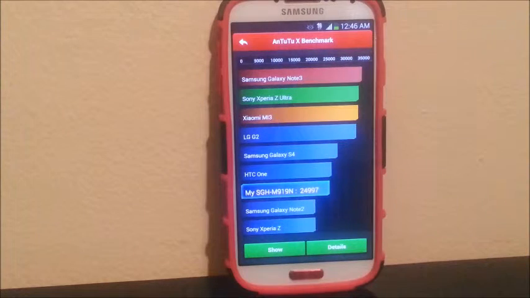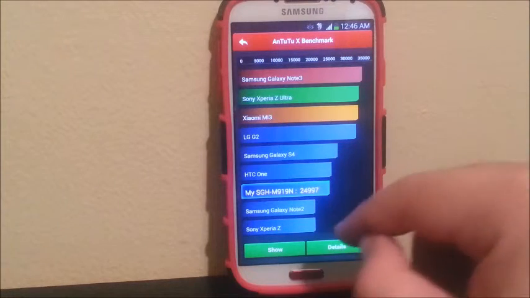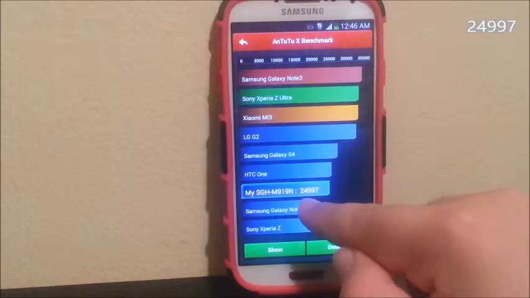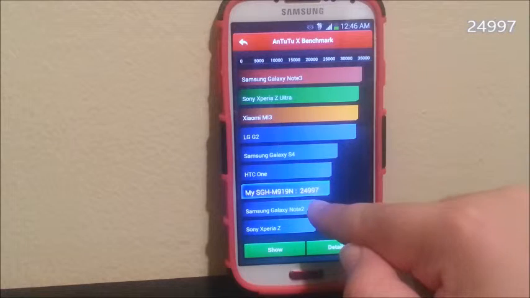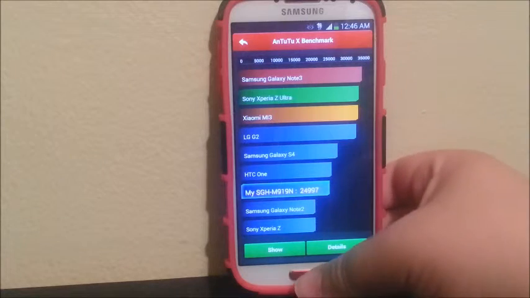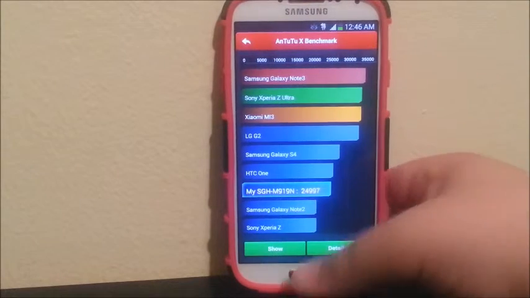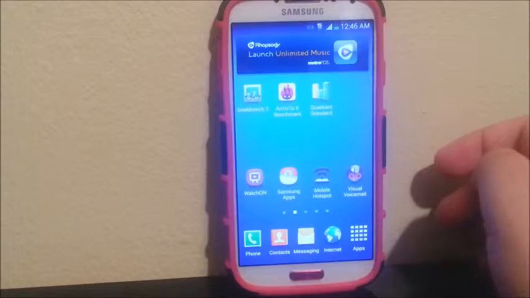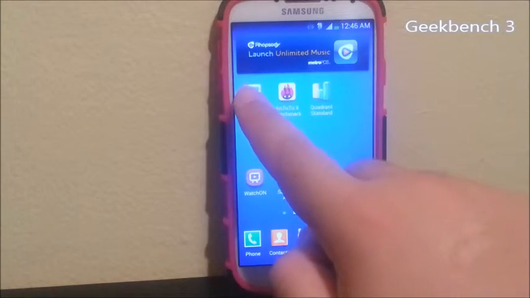Done. The result that we have was 24,997, as you can see right there. The last benchmark that we're gonna try for today is called Geekbench 3.